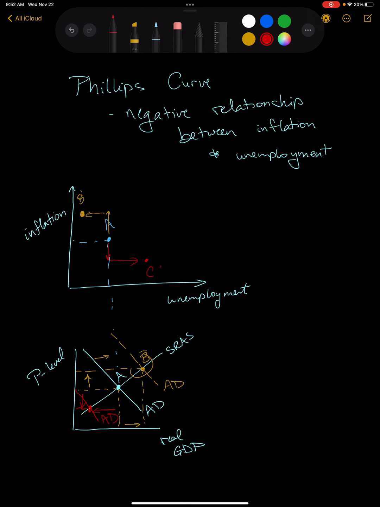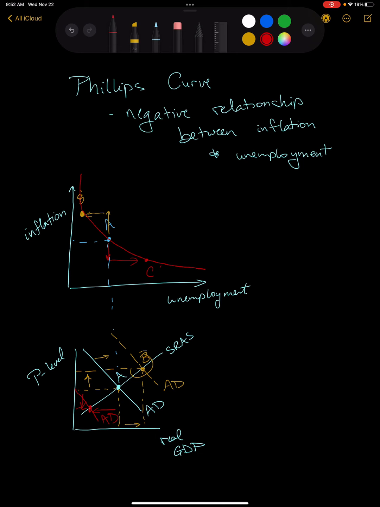And so what you see on this Phillips curve is a negatively sloped curve that shows that we have an inverse relationship between inflation and unemployment. So that's where the basic theory of the Phillips curve comes from. So question then: all of this has to do with aggregate demand shifting.